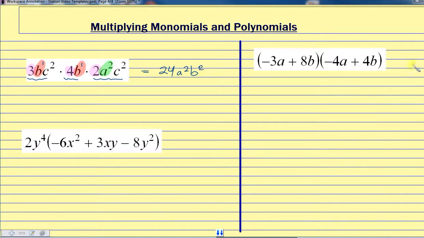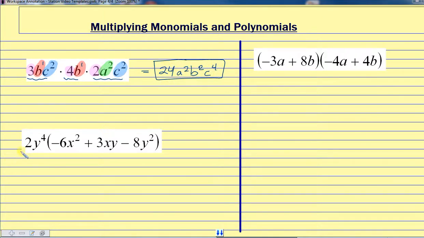And then for our c terms, we've got c squared and another c squared. So 2 plus 2 makes c to the 4th. So we end up with one single monomial term. If it's a monomial times a monomial times a monomial, there's no adding or subtracting, we're going to end up with a monomial. 24, a squared, b squared, c to the 4th. One term. This is a monomial, one term.